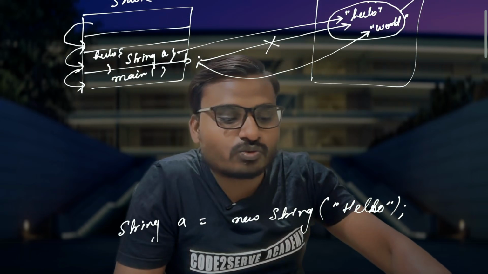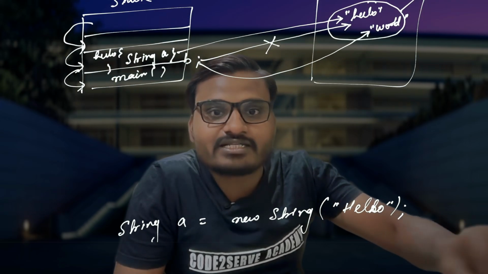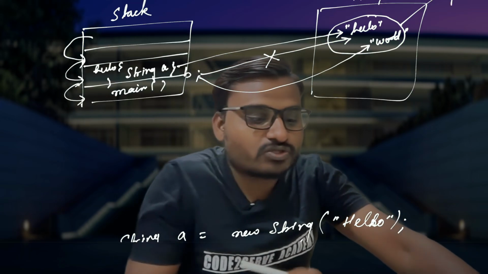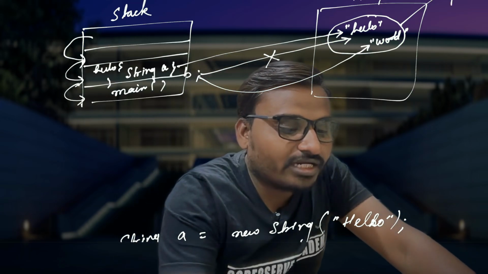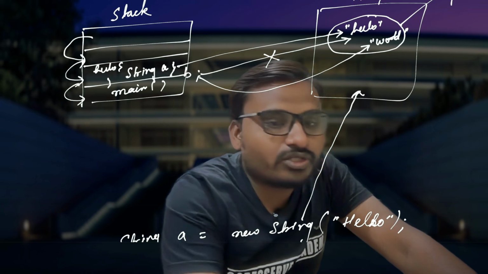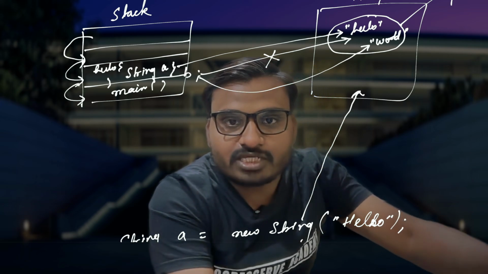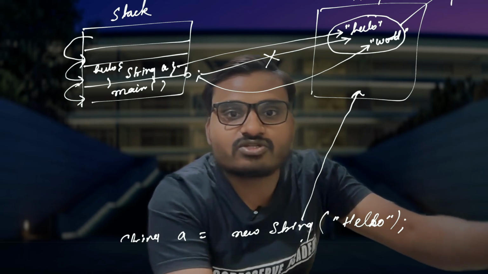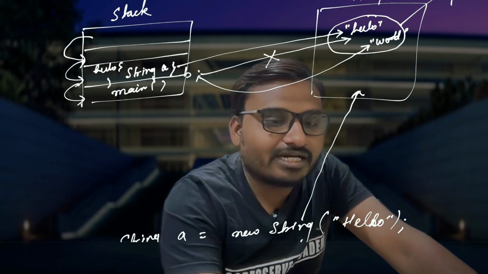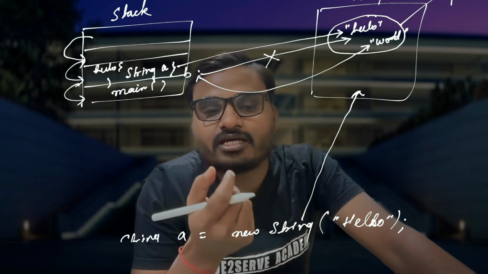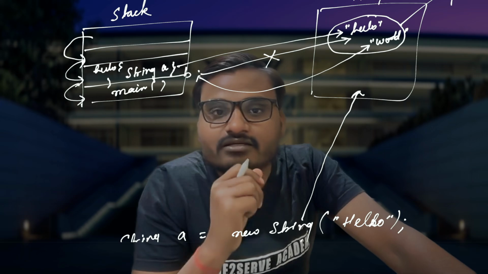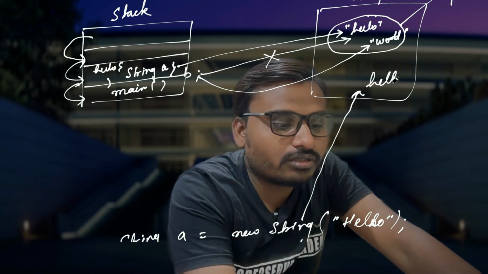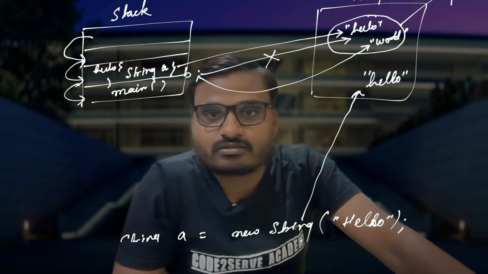Instead of getting stored in the string pool, it is getting directly stored inside the heap, not inside the string pool. So now this a will point inside the heap itself, but not inside the string pool. That is, it has got a new memory location, okay, that is inside the heap. Now there is one more hello that points to this.